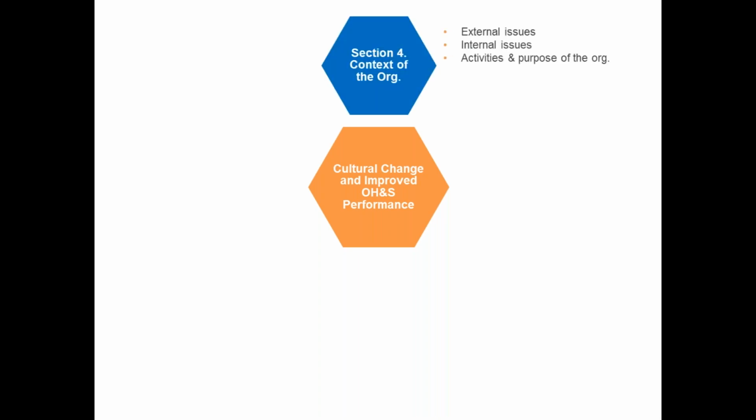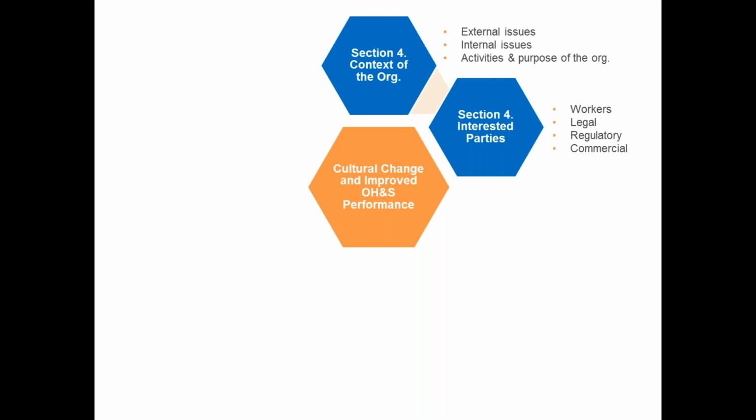So the processes that are required within the management system, as I said, we're looking hopefully to achieve a cultural change and improved OHS performance for an organisation. When we talk about context, we're considering external issues and internal issues, activities and purpose of the organisation. Also within section 4, we've then got to consider who are the interested parties in relation to those internal and external issues and the needs and requirements.